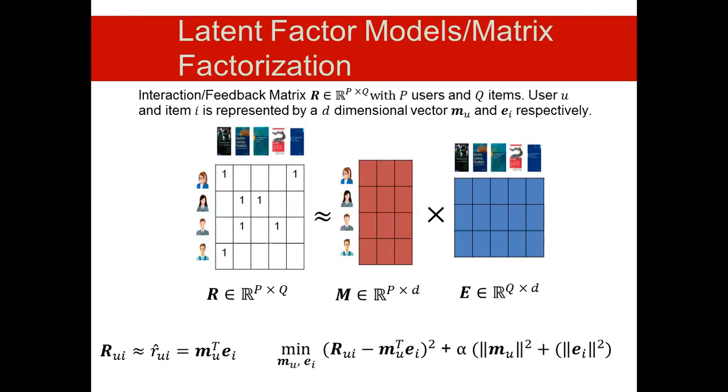The second term is a regularization term. So we minimize this objective function with respect to the parameters, which are latent factors MU and EI. Once we obtain MU and EI, we can then predict the preference for any user U and item I. We just do the dot product, and we can produce any prediction. So that's the idea of latent factor models. It's essentially a matrix factorization.